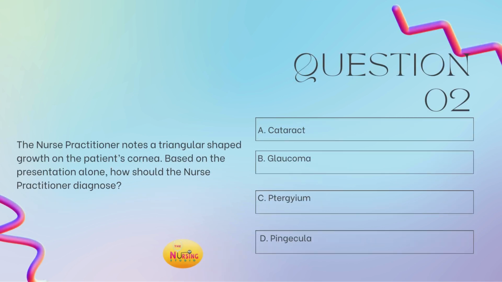All right. Question number 2. The nurse practitioner notes a triangular shaped growth on the patient's cornea. Based on the presentation alone, how should the nurse practitioner diagnose? Is it A, cataract, B, glaucoma, C, pterygium, or D, pinguecula? Tell me what you got.